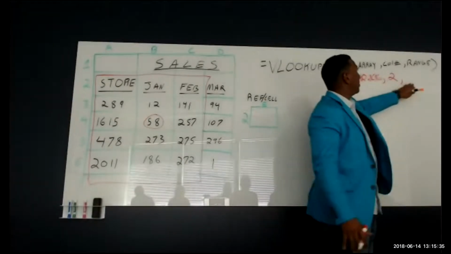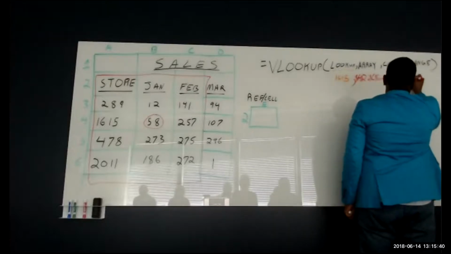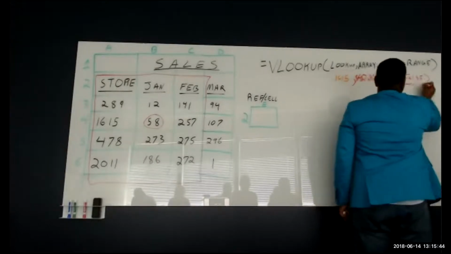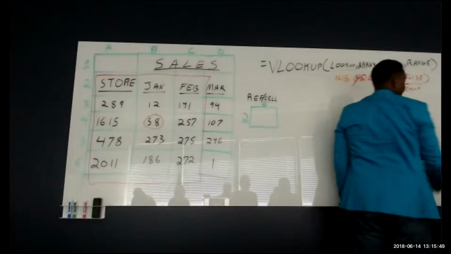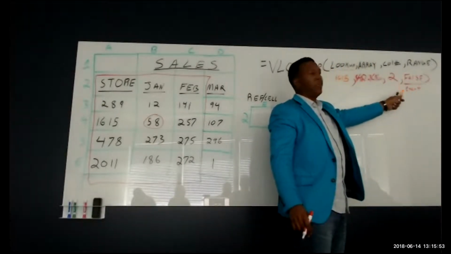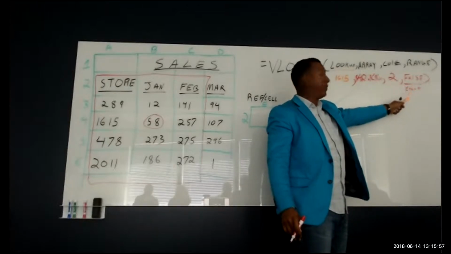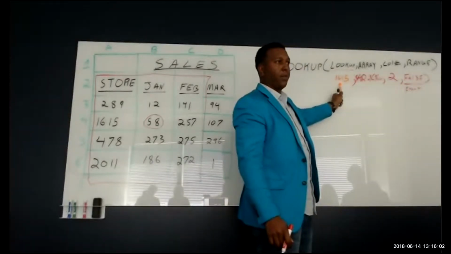So in the range, it's going to ask you true or false. You always want to put the word false, because false equals exact, okay? I've never seen anybody else use true in this, because like I said, that's statistics. So always use the word false, so it can always find the exact thing you told it to look up.